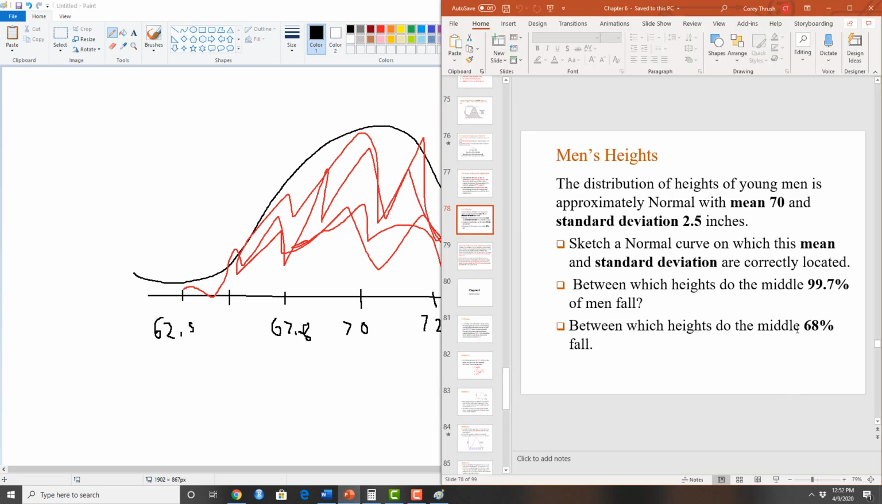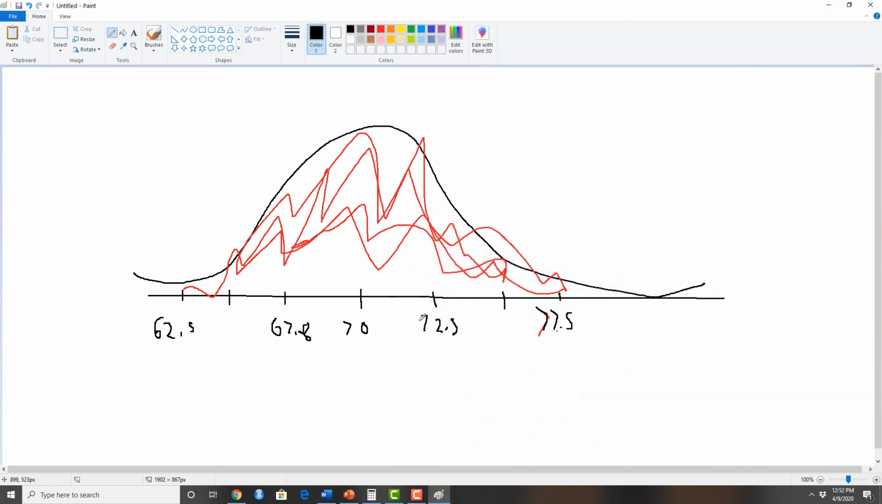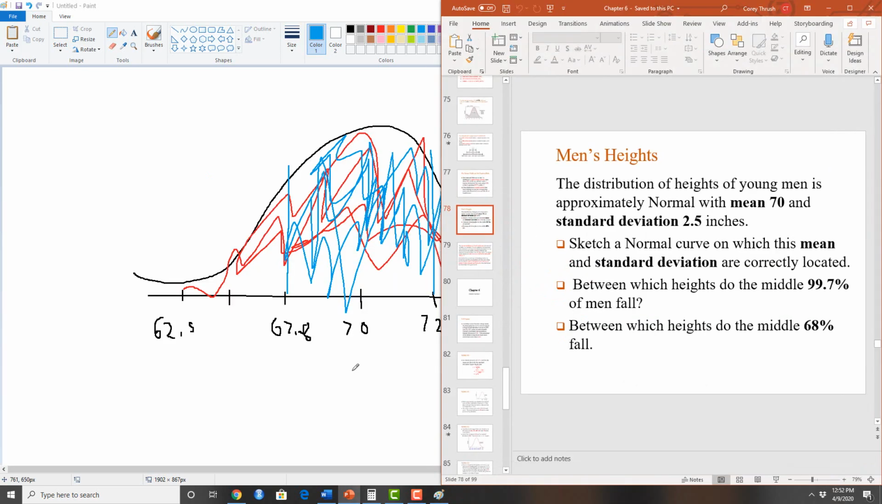So what's the middle 68%? Well, I just started filling that in. Let's look for the blue area. So here and here is plus or minus 1 standard deviation. So this is what we're finding. We just add 2.5 to the mean, 72.5, and then this should be 67.5, not 67 point whatever this is. So that's how you figure out those.